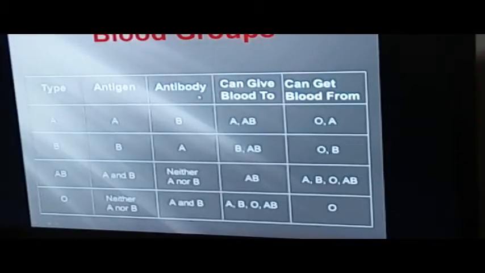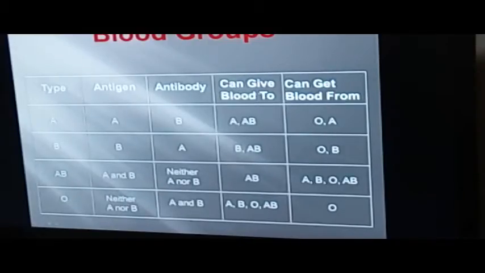Antibody. This is part of your immune system, and will fight the other antigens. So, if you are A, you have the B antibody. If you're B, you have the A antibody. If you're AB, you don't have any antibodies. If you are O, you have both A and B antibody.